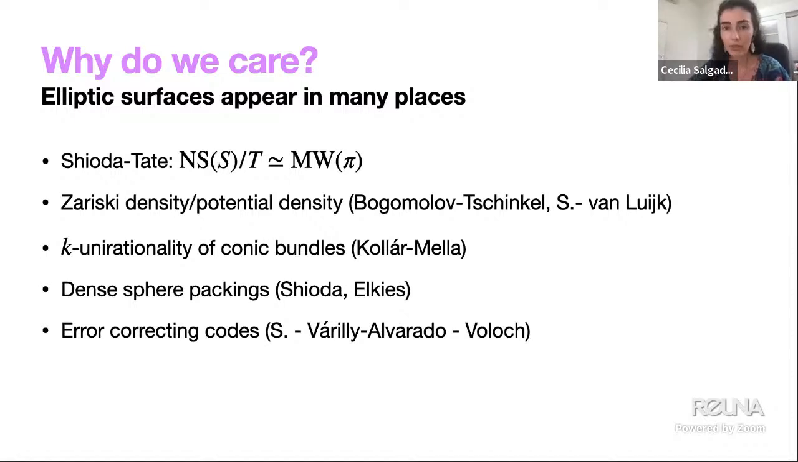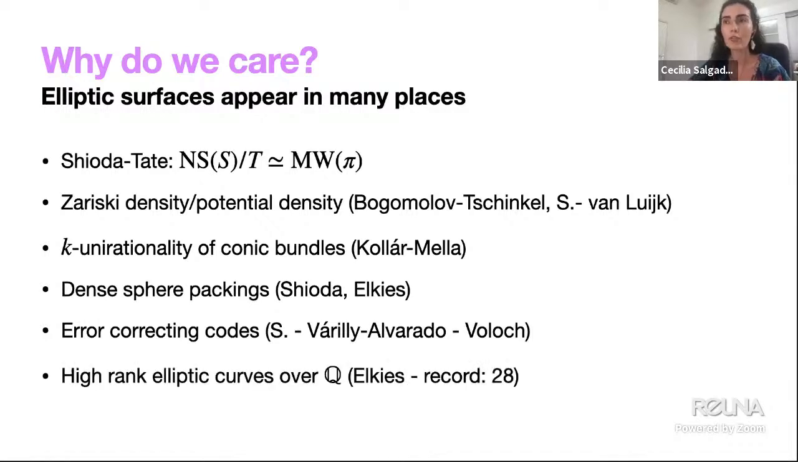And last but not least, a very important result, which is still standing for the last 10 years or more, is the record for the rank of an elliptic curve over Q. And this is 28 by now. And this was done using a K3 surface and looking at one elliptic fibration inside of it. Okay, and this has been there since, I would guess, 2019, if I'm not mistaken.